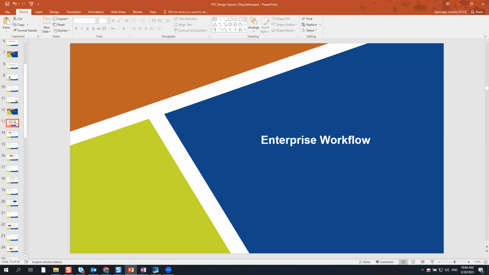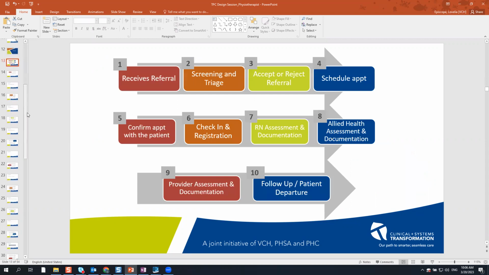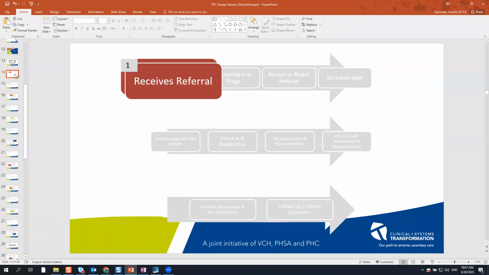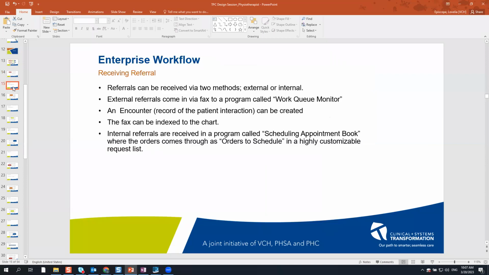So just a very quick outline of what ambulatory clinics look like within Cerner. It's just kind of like a diagram that moves forward here, starting from a referral that's received, which is then screened, accepted, the appointment is scheduled, it's confirmed with the patient, and then the patient checks in and registers on the day of the visit, and you have documentation from the nurses, as well as allied health as yourself, as well as the providers, and then there's follow-up patient departure steps as well. So the next few slides kind of outline these again in a little bit more detail.